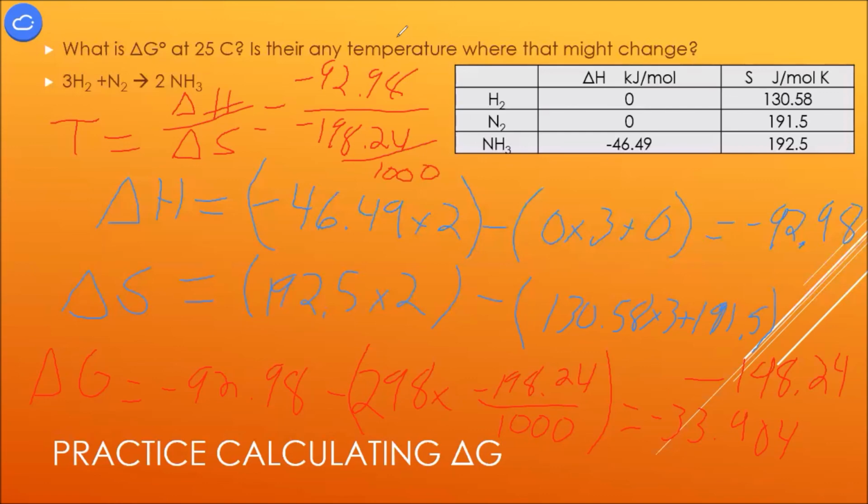So negative 92.98 divided by negative 0.19824 gives us a temperature of 469 Kelvin. You can turn that into Celsius if you wish, but that is about 196 degrees Celsius. So if it heats up to twice the boiling point of water, suddenly this will not work at all. And this should hopefully fit with our understanding of this reaction.